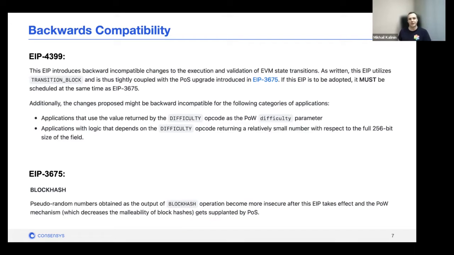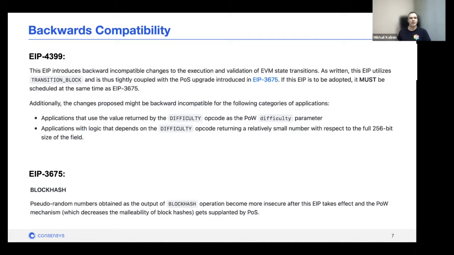The compounding effect is as follows: if your application used the difficulty to obtain a real proof of work difficulty, it will not operate normally after the merge, obviously, because there is no proof of work. Then if your application used the block hash and only the block hash to obtain the source of randomness, it will be easily manipulated by the proposers.